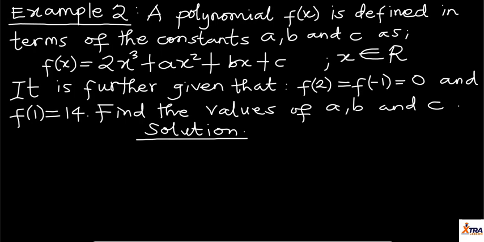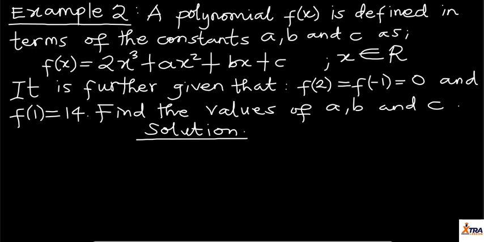Now we have an example here. It says a polynomial f of x is defined in terms of the constants a, b, and c as f of x equals 2x cubed plus ax squared plus bx plus c, such that x is an element of R. It is further given that f of 2 equals f of minus 1 and is equal to 0, and f of 1 is equal to 14. And we are asked here to find the values of a, b, and c.